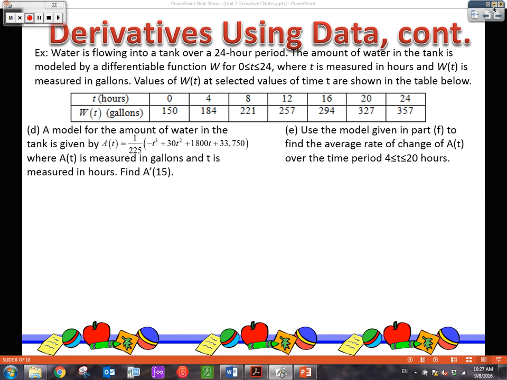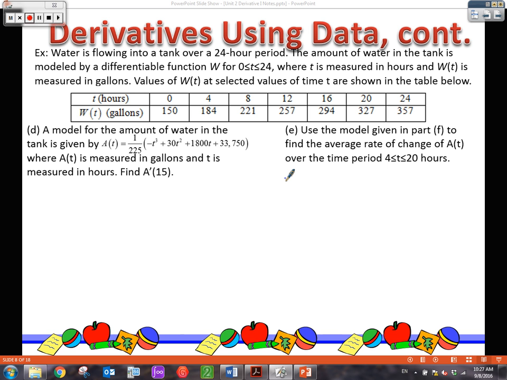So here, it's the same prompt. I didn't recopy it. It's the same prompt, and we are given a model. A model for the amount of water in the tank is given by A of t, and it lists the model. This is where I'm going to work with you on some calculator input. So if you would have your calculator out, I need you to put this equation in y1. So go ahead and type this equation in y1, the 1 over 225, and then parentheses that whole thing.